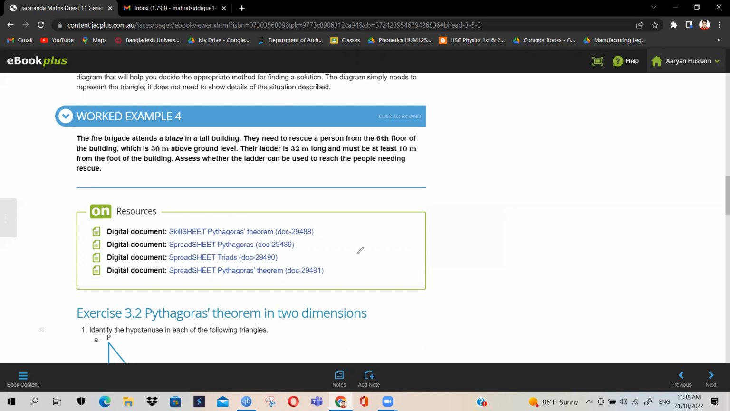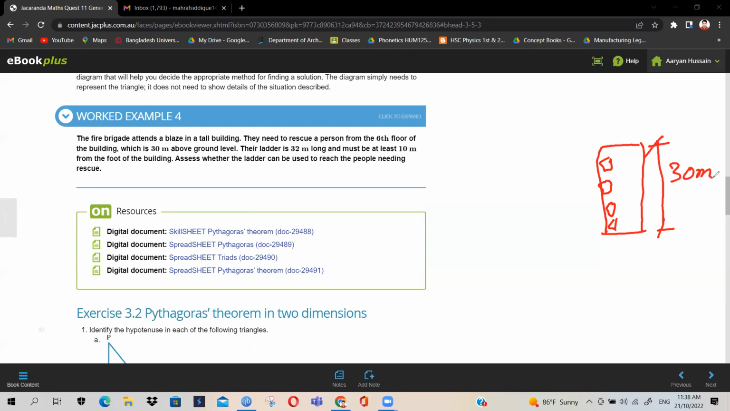Now, it's really important to visualize this. Say this is the building, and its height is what they have said. Its height is 30 meters.